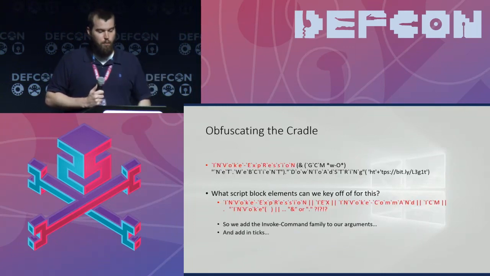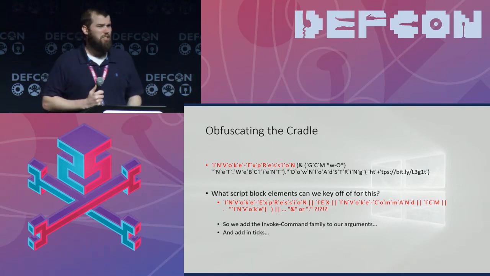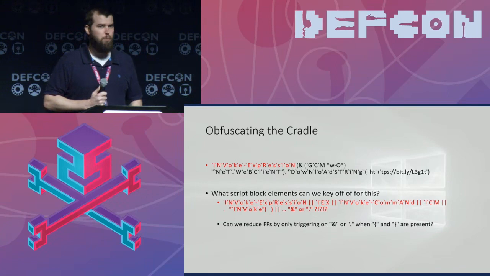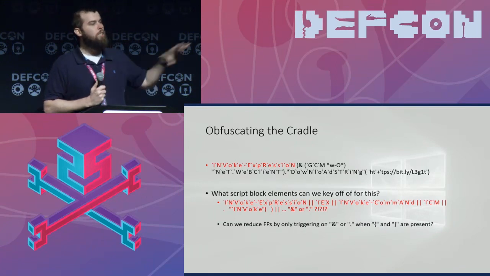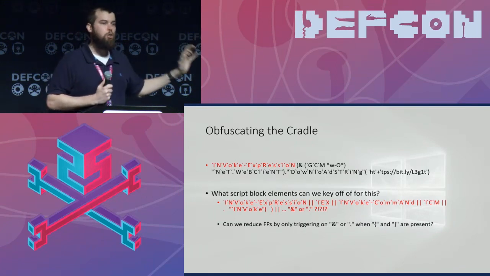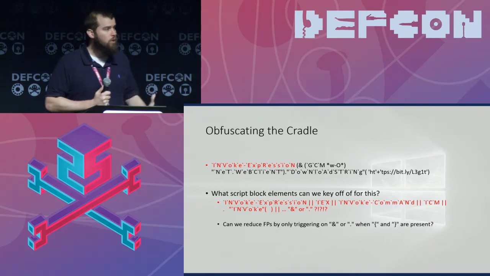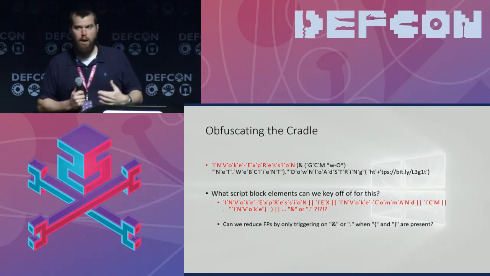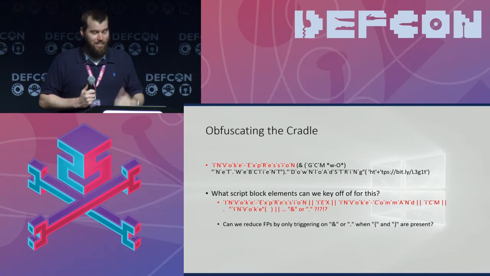So let's add in tick marks to all these because they're commandlets. But how in the world as a defender can we start keying off of an ampersand or a dot? That seems like it's really going to be bound for false positives. So what if we say, okay, I'm only interested if there's a dot or ampersand and there's also curly braces, because curly braces are the only way that you can denote a script block in PowerShell. If only it were that simple.